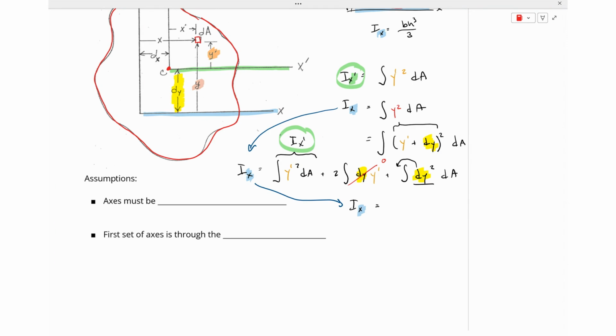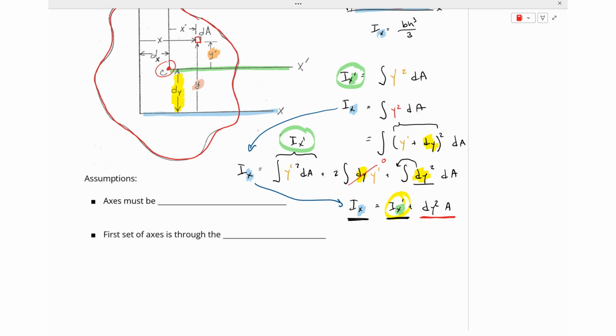If you simplify this down, this is Ix prime plus dy squared times A. Now, what does that mean? This term right here is specific through the centroid. So this axis, the Ix prime: anytime you want to find the moment of inertia of something, we're going to reference the centroid, the moment of inertia through the centroid, which is the minimum value, and then you're going to add this to it. How far did the axis shift? We're going to square that value and then multiply by A. That's going to give you the new moment of inertia.